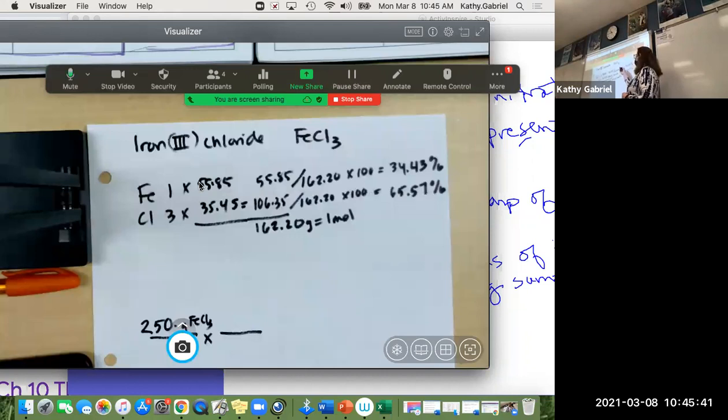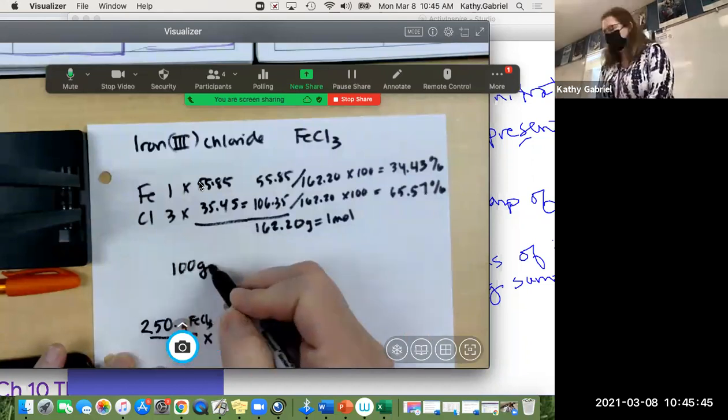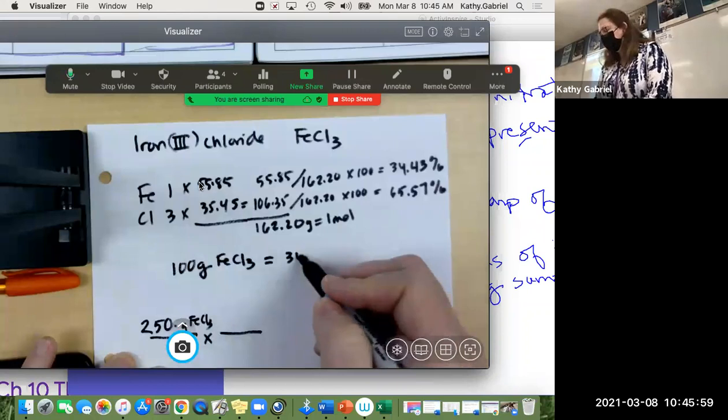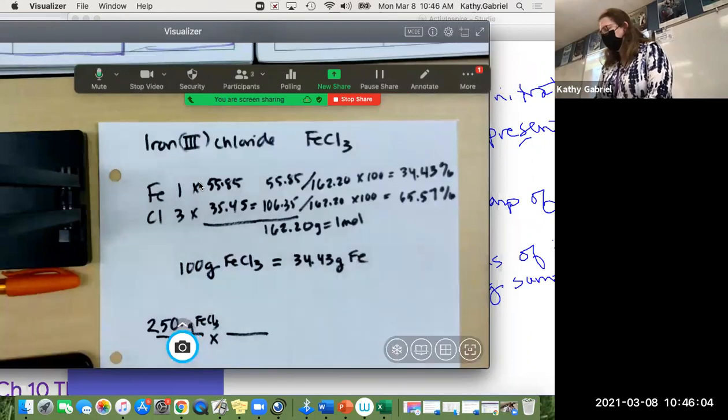I'm going to say for every 100 grams of FeCl3, because remember, percent's always out of 100, equals 34.43 grams of iron. You see, this 34.43 is how many, because if I add this up, it's out of 100 grams. That's what a percent means. How much out of 100? If my sample was 100 grams, I would just say the percent.